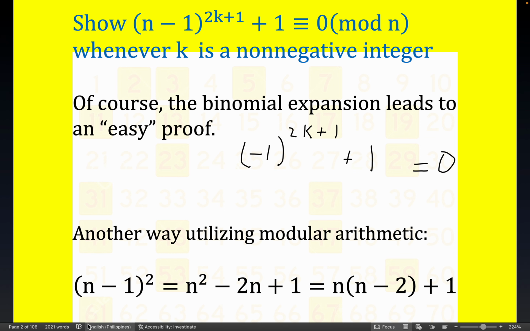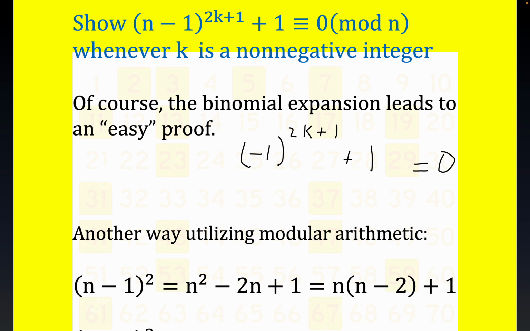And so I'm going to take a look at n minus 1 squared, which kind of comes up here if you remind yourself of properties of exponents. Now, notice what happens here when you expand this out. You get a multiple of n, namely n minus 2 times n, okay? But this statement right here is really the very same thing as saying that n minus 1 squared is congruent to 1 mod n.